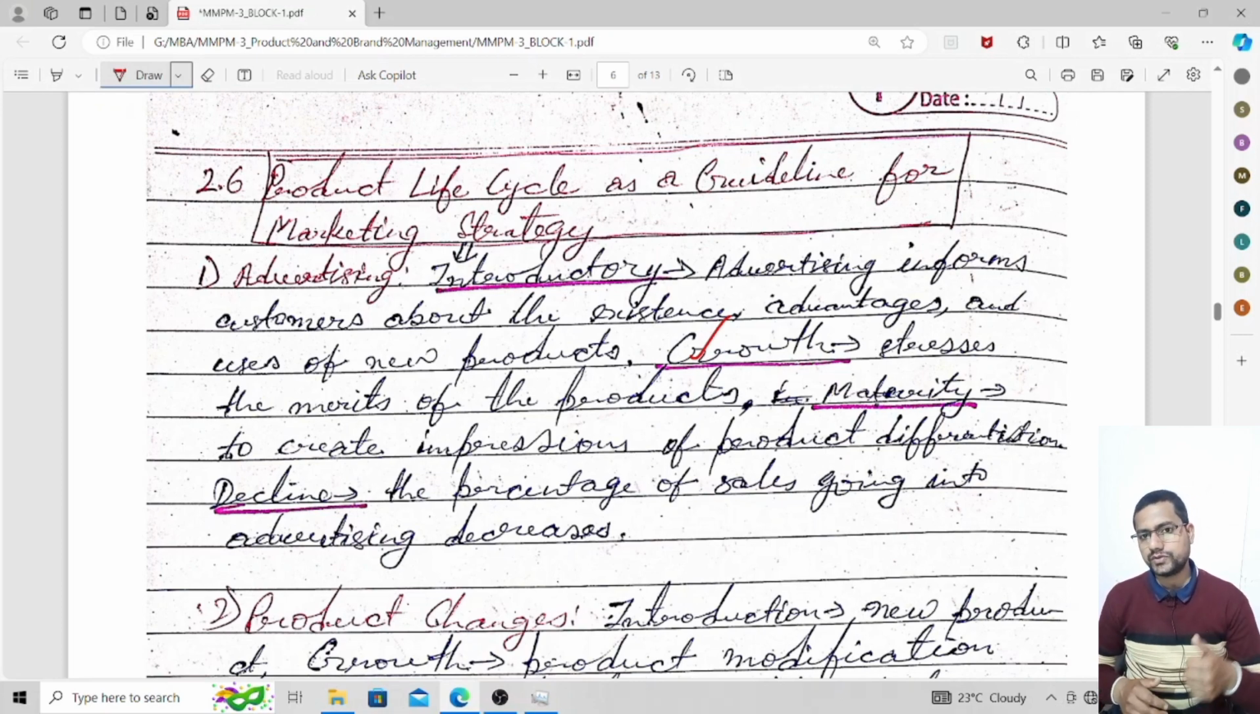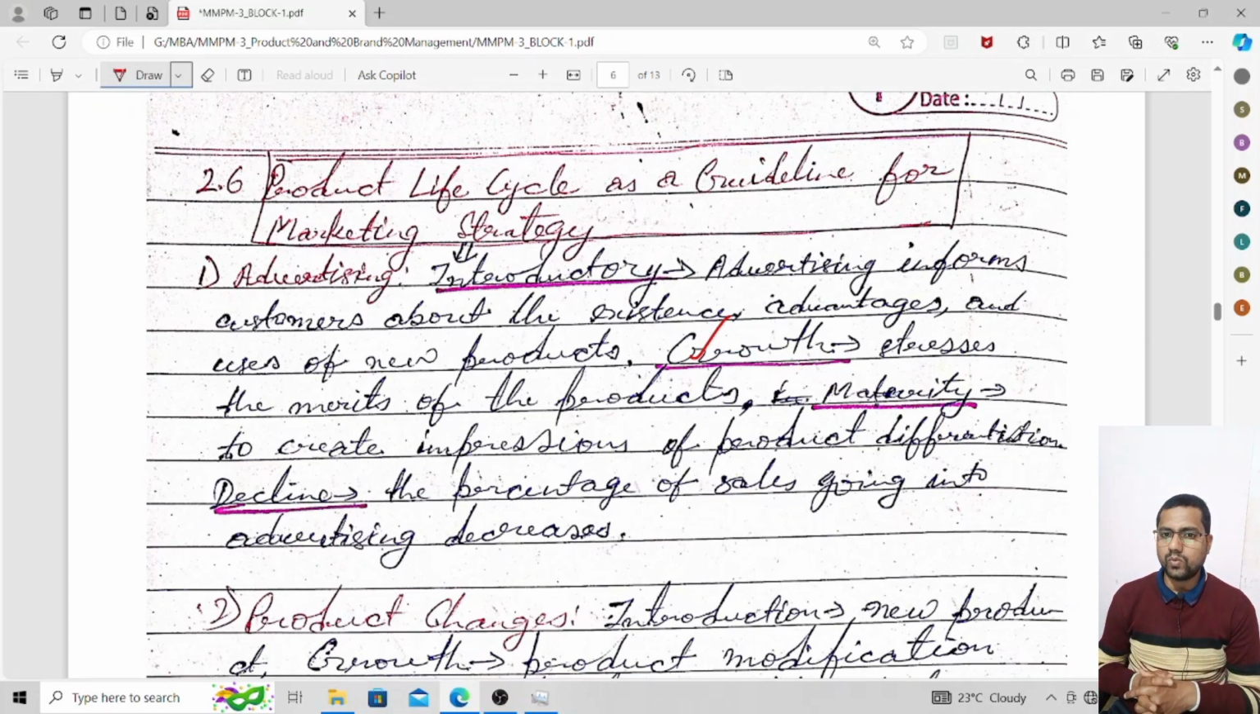Then third you have maturity stage. In maturity stage, advertising should focus to create impression of the product differentiation. It means how the product is different from other products available in the market. And in the declined stage of the product, advertising should focus on the percentage of sales going into that. Means here the percentage of sales going into the advertising decreases.